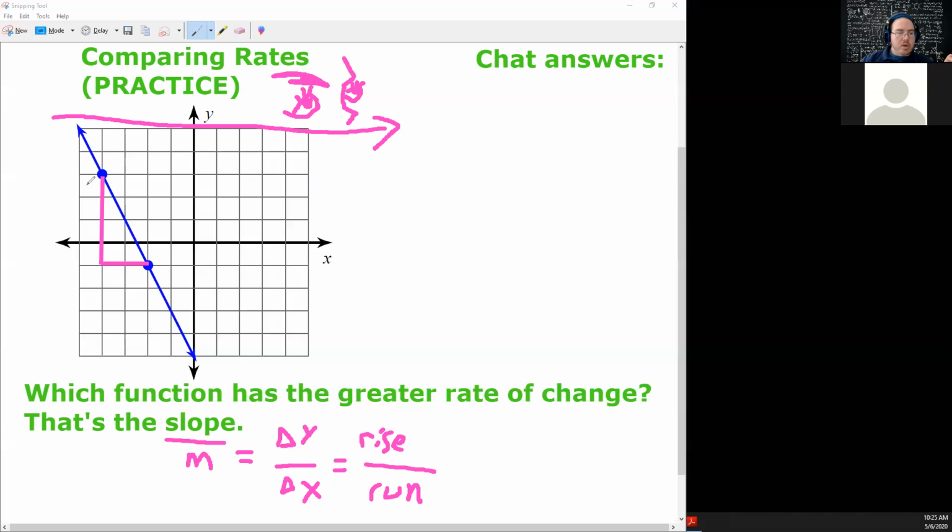Each square is a unit, so you basically count how many squares you go down, as long as each unit in this case is equal to 1. 1, 2, 3, 4. So I'm going down 4 units. So that's -4. And I'm going over 2 units. So the rise over run for this function is down 4 and over 2.